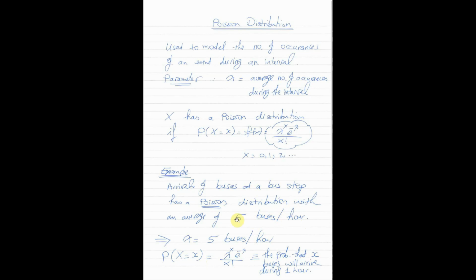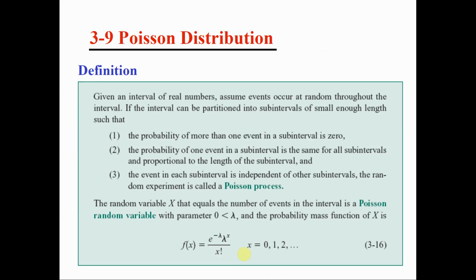An average of 5 buses per hour is equivalent to an average of 10 buses per 2 hours, or 15 buses per 3 hours, or 2.5 buses per half an hour, and so on, or 5/60 buses per minute. So that lambda needs to be scaled depending on the interval that appears in the question.